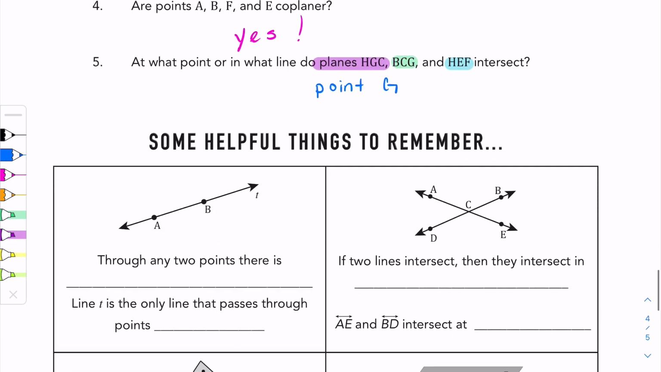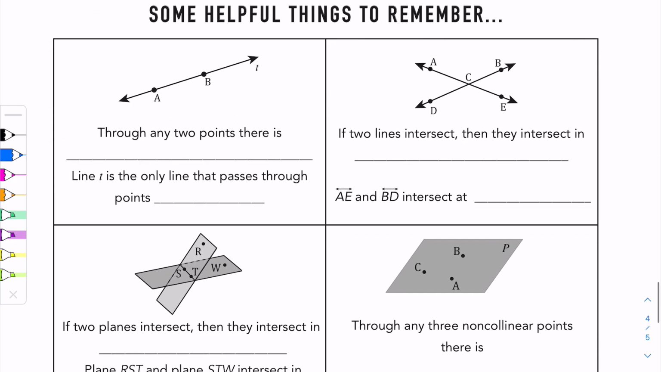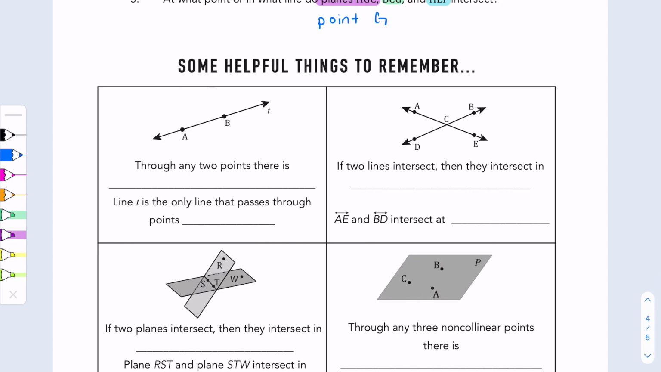To finish out the notes for today, here's some helpful tips for remembering certain things we went over. So in the first section, it says through any 2 points there is, hopefully you know or could answer this by yourself, exactly one line. And in this example, line T is the only line that passes through points A and B. Here's your points. So line T passes through those 2 points.